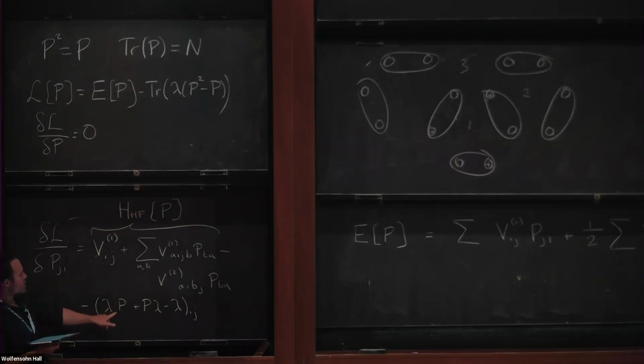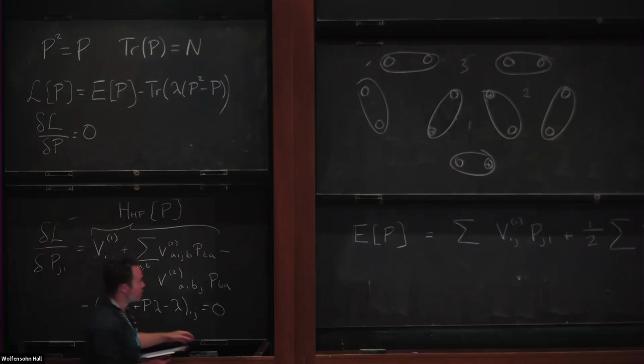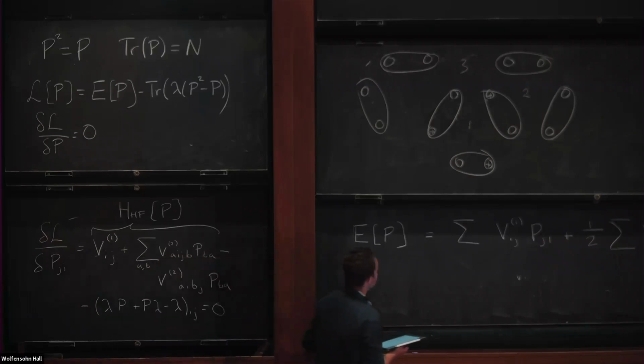And then you have this Lagrange multiplier part. Apparently, this gives a matrix equation which needs to be 0. You need to adjust lambda and P in order to make this 0. Now, when I look at this, the meaning of this is kind of obscure. But it turns out that there's a way to rewrite this, which has a very transparent physical interpretation.